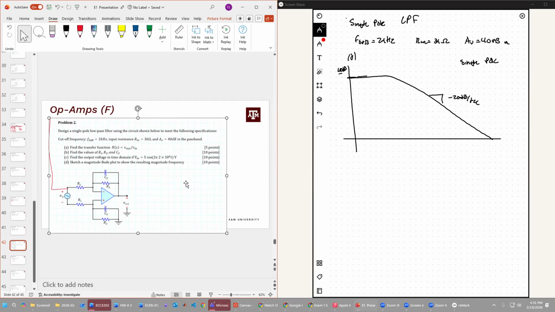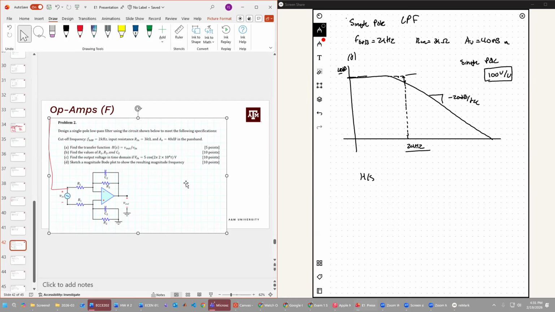40 dB gain. Does anyone know what that is in volts per volt? Anybody? Okay. And then we have a 100. So that's 100 volts per volt. Thank you, Kent. And then we have a cutoff frequency of 2 kilohertz. Okay.